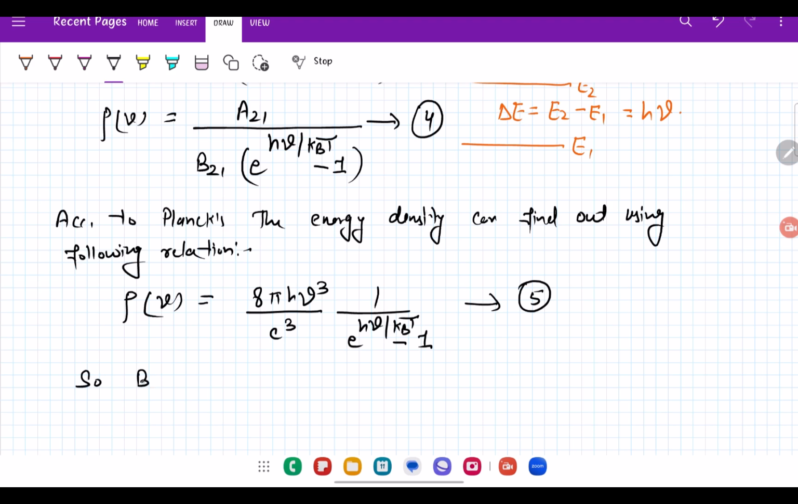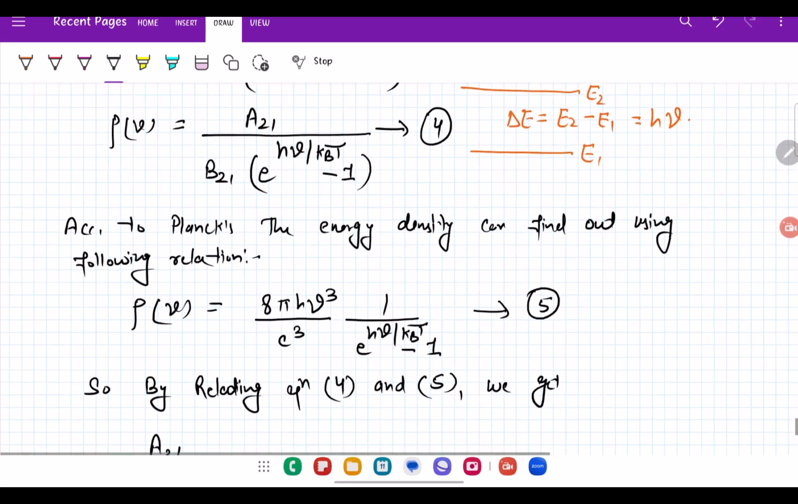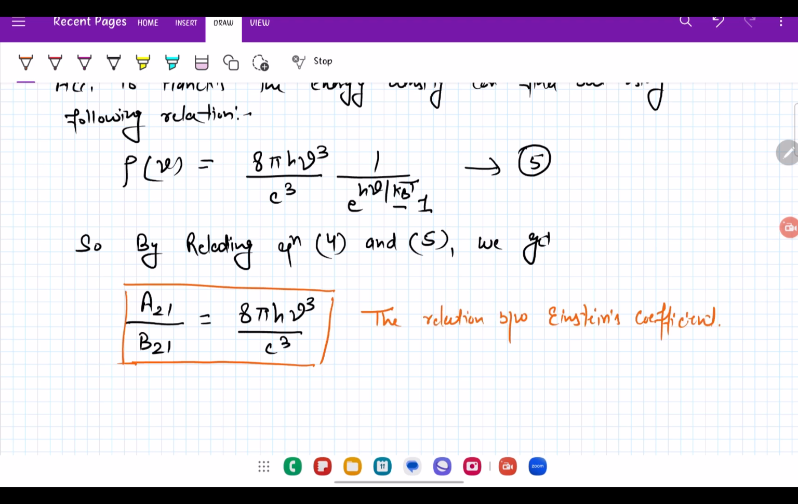So by relating equations number 4 and 5, we get the relation between Einstein coefficients, which is A21 over B21 is equal to 8 pi h nu cubed over c cubed. This is the relation between Einstein coefficients, right? This is all about the relation between Einstein coefficients.